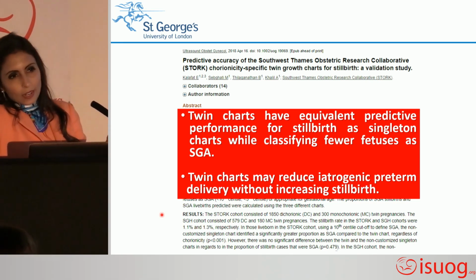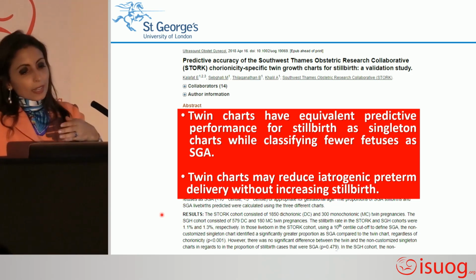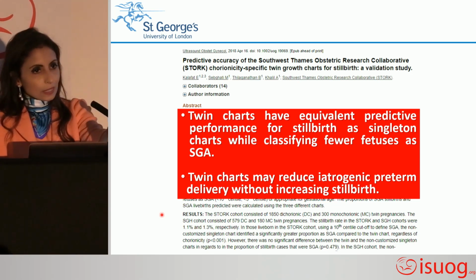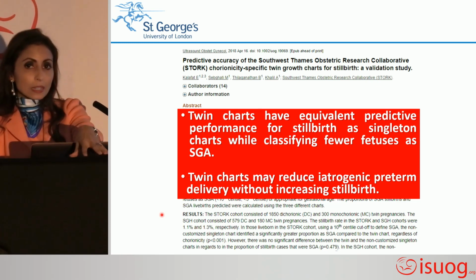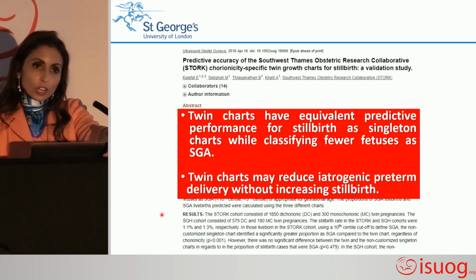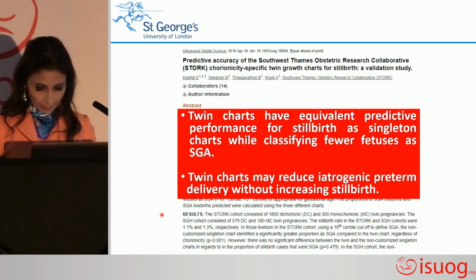And what's the clinical importance of that? It is the fact that you're less likely to say this pregnancy is complicated by growth restriction or the baby is small, and therefore less likely to deliver iatrogenically. So you don't just deliver because you worry that this baby is small and not growing.